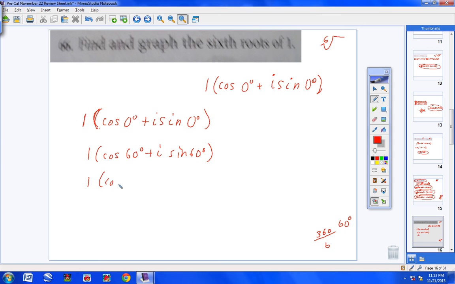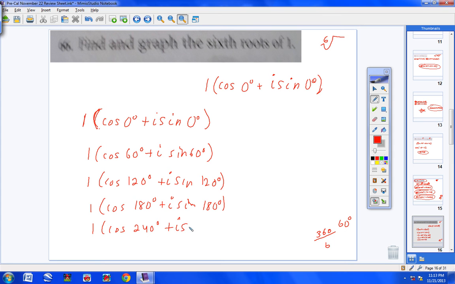Notice how the hypotenuse doesn't change. 60 plus 60 is 120, plus I sine 120. Now we're going to add 60 again. 120 plus 60 is 180 plus I sine of 180. Now we're going to add 60 again. 180 plus 60 is 240 degrees plus I sine of 240 degrees. And now we're going to add 60 again for our final answer, and we have 1 cosine of 300 degrees plus I sine of 300.